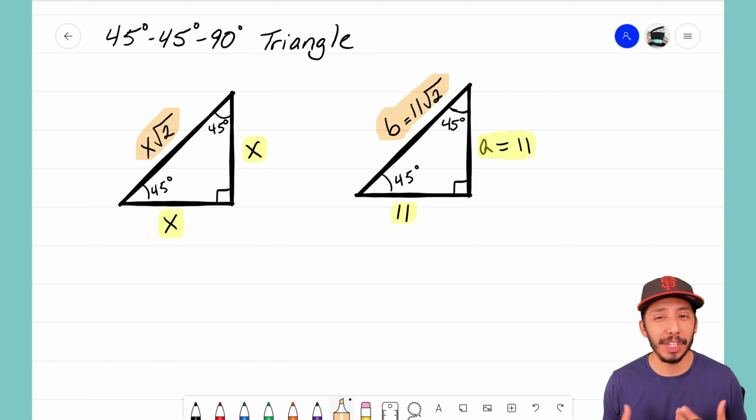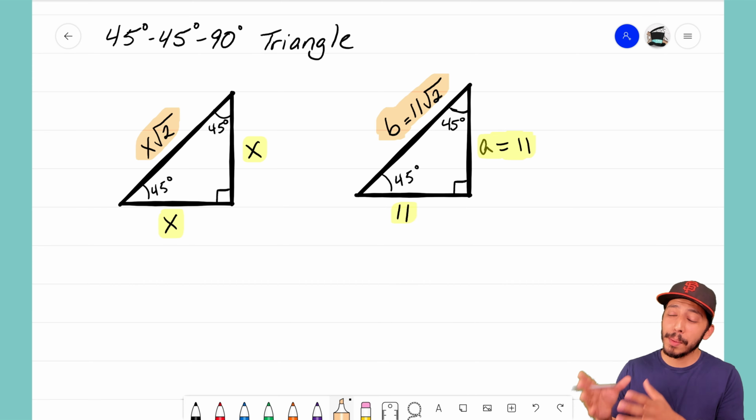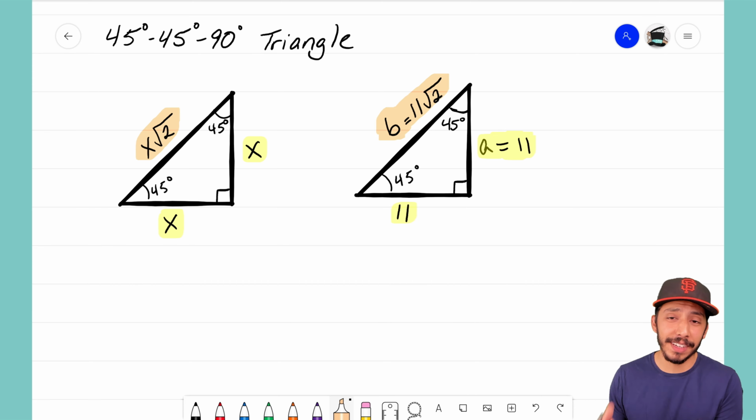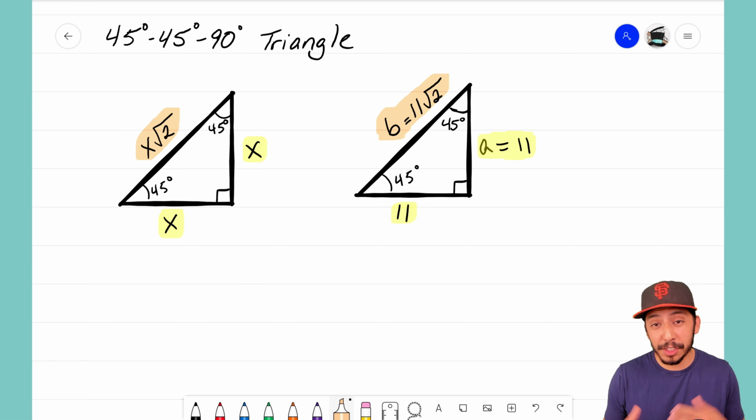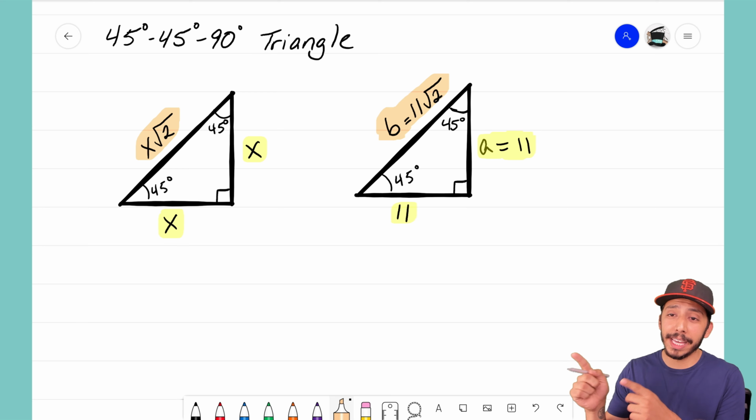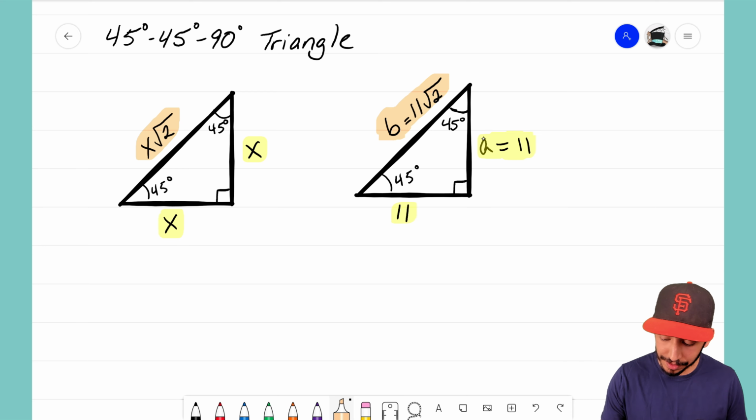You're probably thinking to yourself, what? How can that be? But because 45-45-90 triangles have this relationship, and we remember that relationship, there's no need for sine, cosine, tangent. There's no need for the Pythagorean theorem. If you can just remember that those two legs will always be the same length, and the hypotenuse is just the leg multiplied by the square root of 2, then you are good to go.